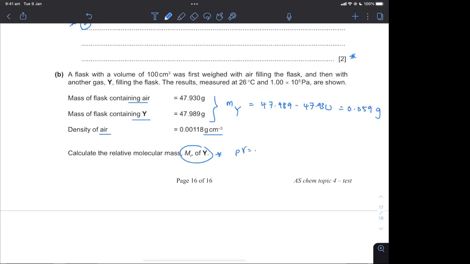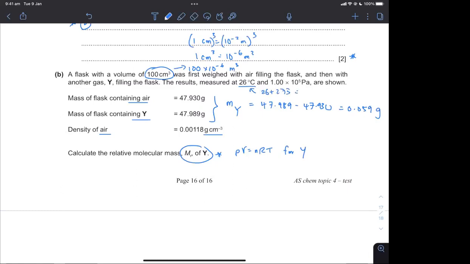So everything, PV equals nRT, is for Y. So that means the Y, just like any gas, will fill up the volume of 100 cm cube. I showed you earlier, 1 cm is 10 to the minus 2 meter. So 1 cm cube, when you cube both sides, you're going to get 10 to the minus 6 meter cube. So change that to 100 times 10 to the minus 6 meter cube there. Temperature, change that to 26 plus 273. I get 299 Kelvin. And I think Rahiman earlier told me about Pascal and Newton per meter squared. So that one is okay.